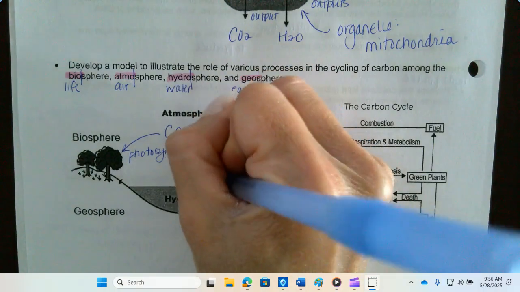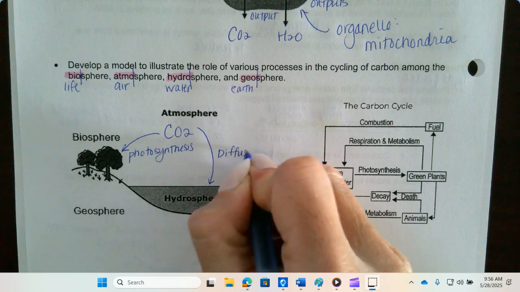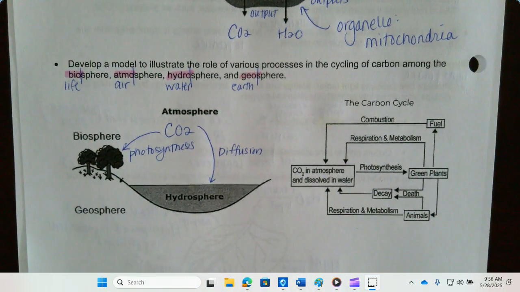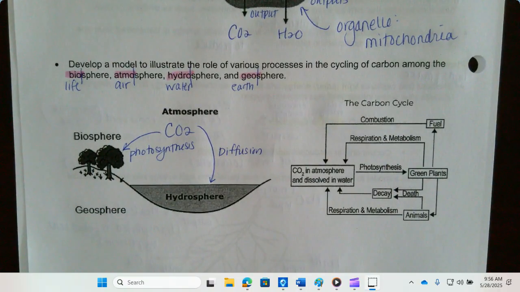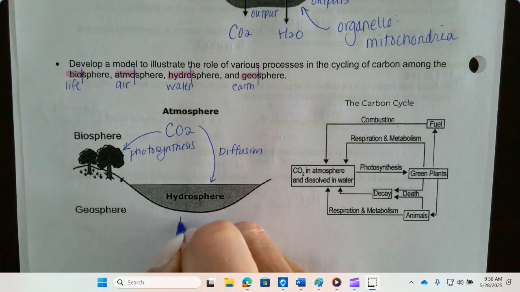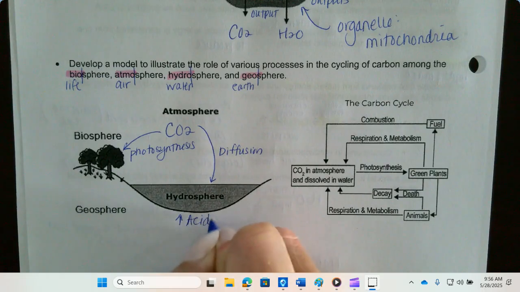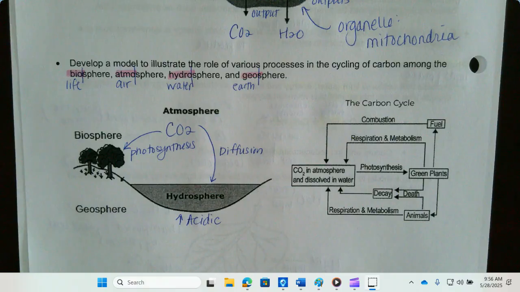Carbon dioxide can also diffuse into the hydrosphere. Diffuse just means it's going from high to low concentration, so there's less carbon dioxide in the water, so carbon dioxide is diffusing into there. Now that's problematic because that's going to make the hydrosphere more acidic. So the water is becoming more and more acidic, which is bad for plants.